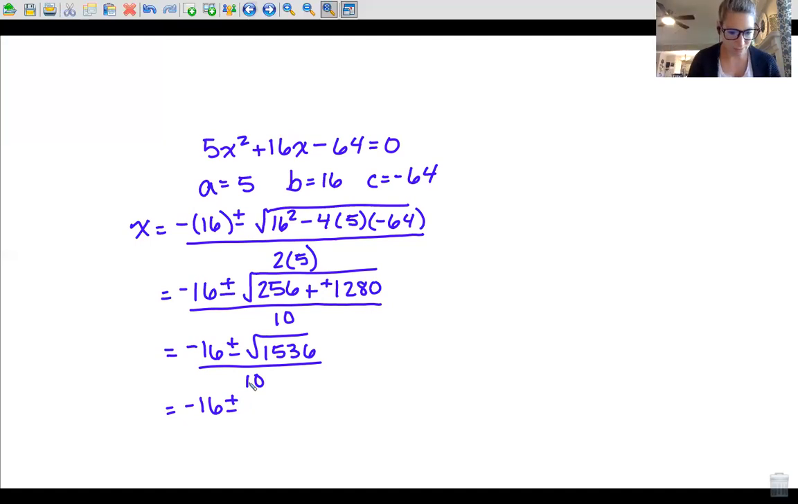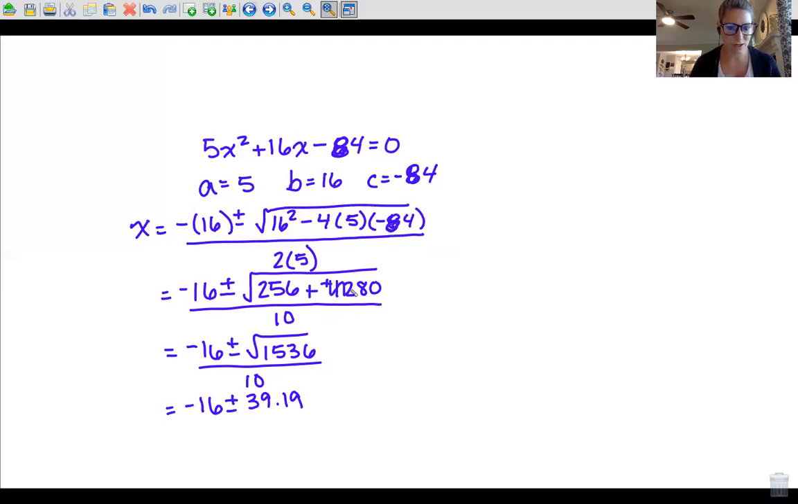Wait a second, I think I did something wrong. 16 squared is 256. Square root, 39.19. So what I would do, oh, that's why. I have the wrong problem here. Sorry, guys. Should be negative 84 instead of negative 64. So it helps if I give you the correct values here.